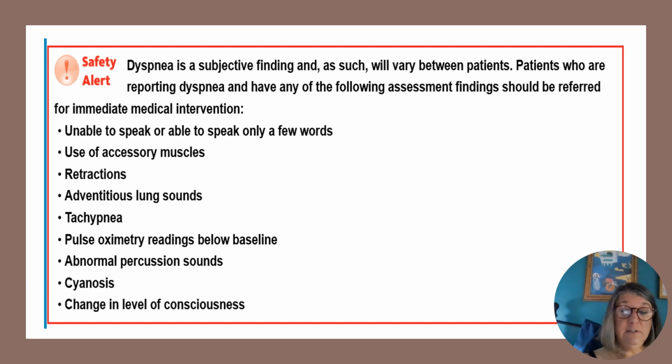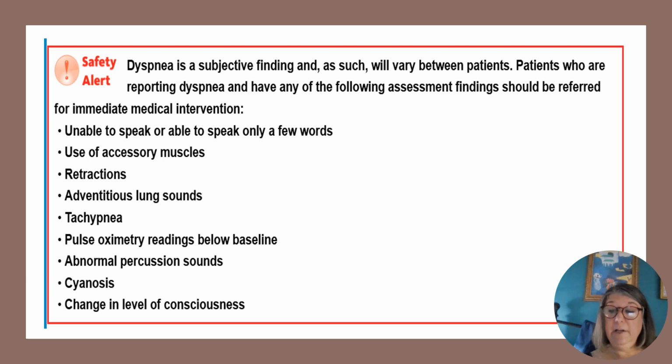This safety alert on slide 40 is talking about the signs and symptoms of dyspnea. One of the biggest things is unable to speak in full sentences, only able to say a few words. That's a big red flag. Use of accessory muscles. Use of accessory muscles is bad because our accessory muscles normally are not used to breathe, right? So the problem is accessory muscles can wear out, and then we are worried about going into respiratory arrest as the body gets tired.